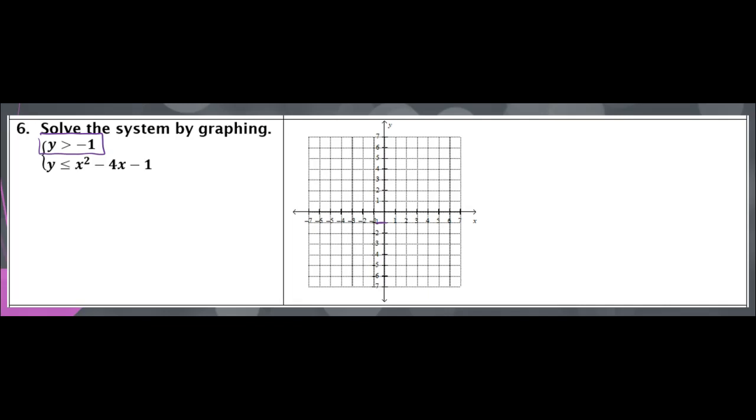straight across. Before we draw the line, though, because this is just a greater than sign, it tells me two things. First, that we're going to have a dotted line, and second, that it's going to be shaded above the line. So I'm going to make my dotted line that goes through -1 on the y-axis, so my horizontal line, and then I have to do some shading. So I'm going to shade everything above the line.